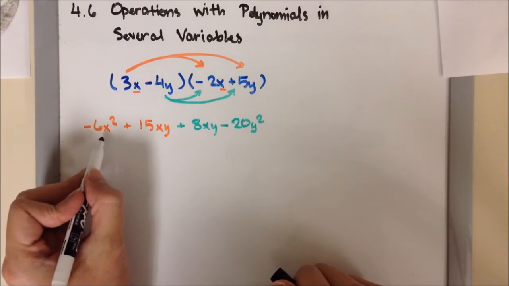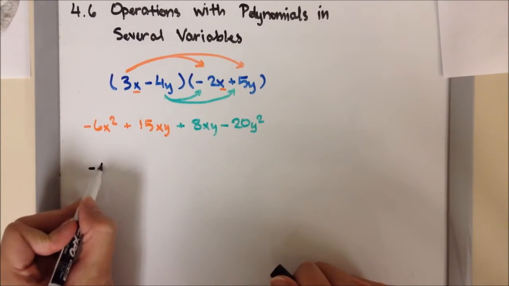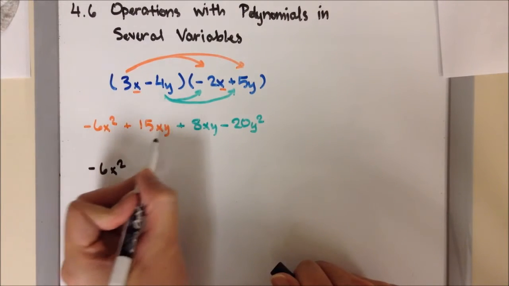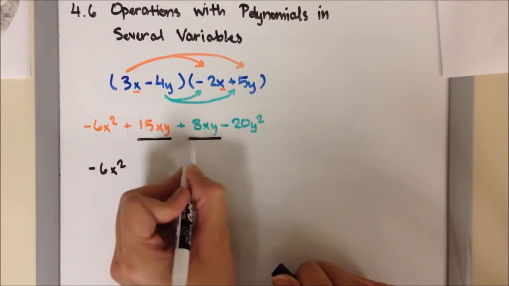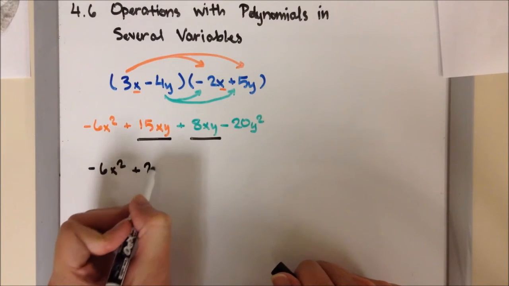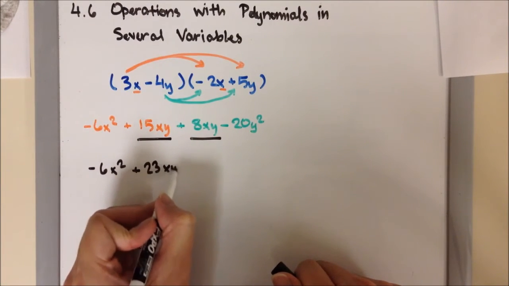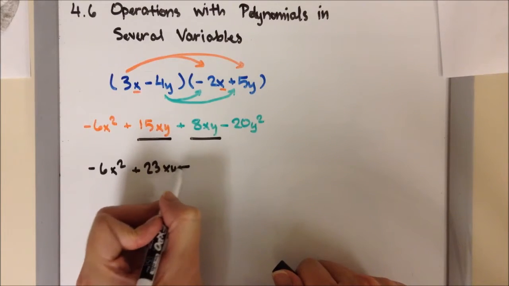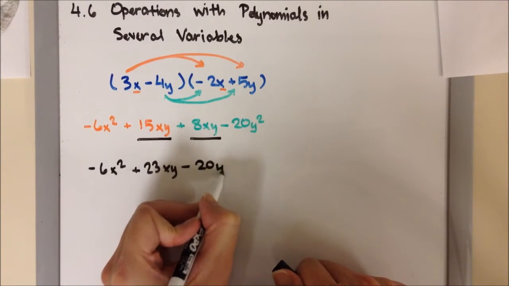So there's no other x squared, so I'm going to bring it down, negative 6x squared. But I do actually have two terms with xy, so I'm going to combine these two. This will become positive or plus 23xy, and then I bring down the negative 20y squared because there's no more.